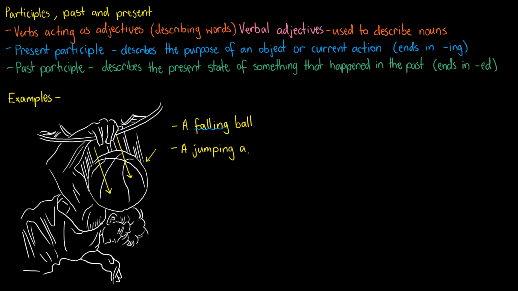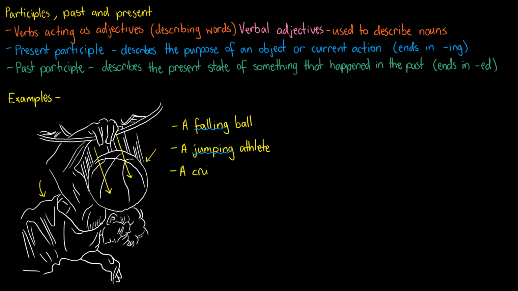Next, we can see that the athlete that I've drawn is jumping. So we'll highlight that here. So we have a jumping athlete. And because it ends with ing, again, it's a present participle. It's something that the athlete is still doing.